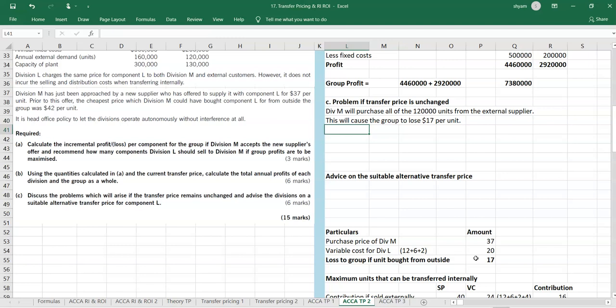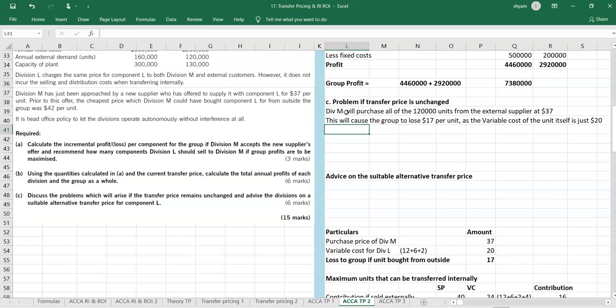So what should we do? Okay, what should we do? As the variable cost of the unit itself is just $20, at $37. Okay, so we got 2 points here. So this will cause a huge amount of loss for the company.